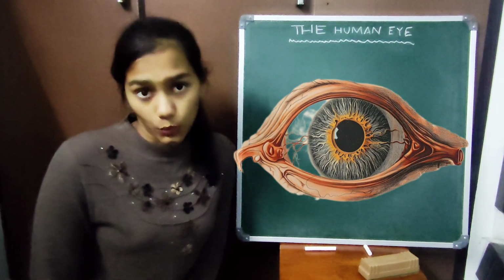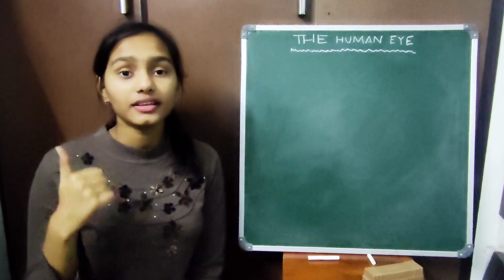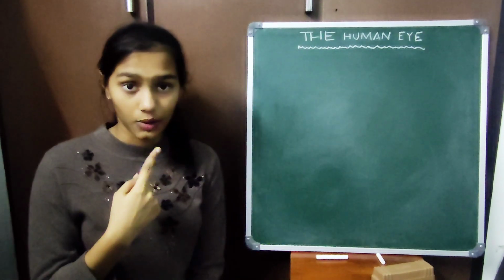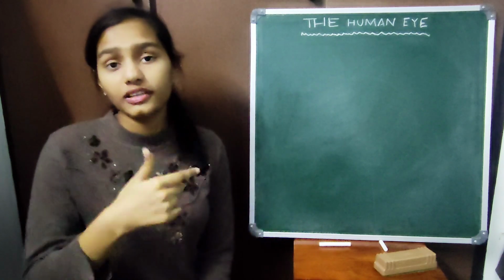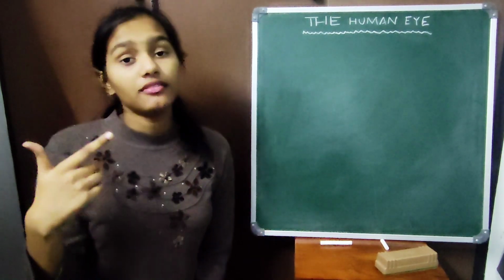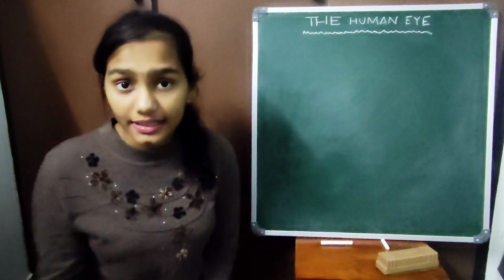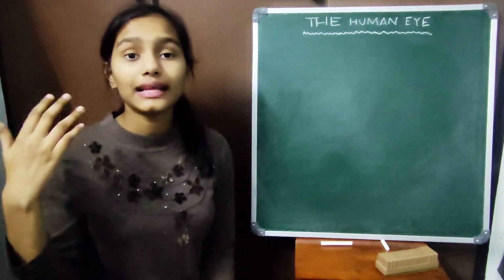So, we all know that we have 5 sensory organs. There's the tongue, which is present in our mouth. We have the eyes, which help us see. From our tongue, we can taste different things. Then we have our ear, from which we can hear different sounds. Then we have our nose, with which we can smell.